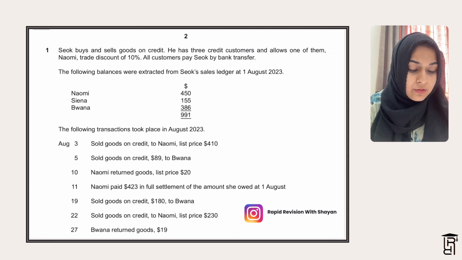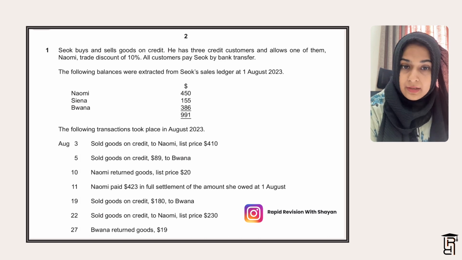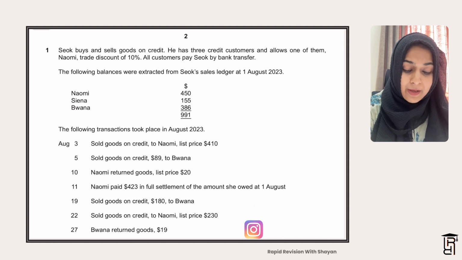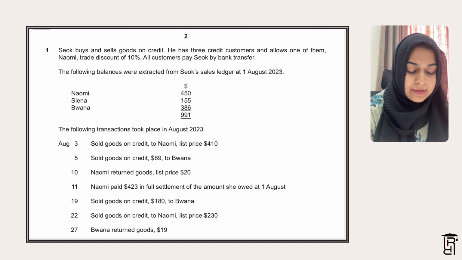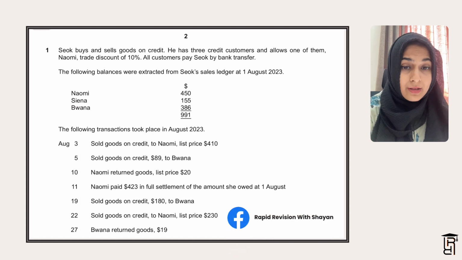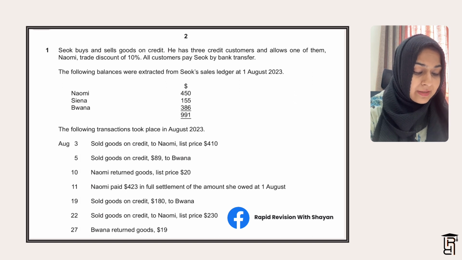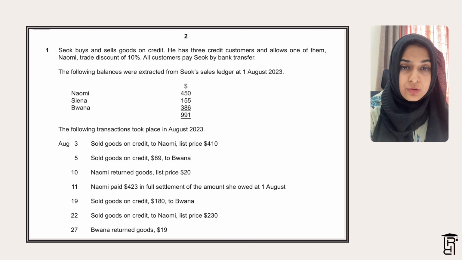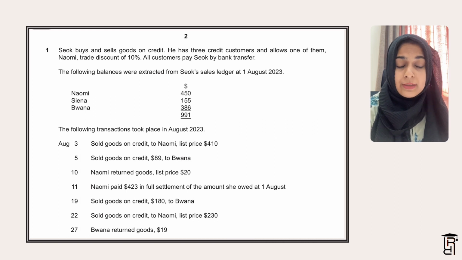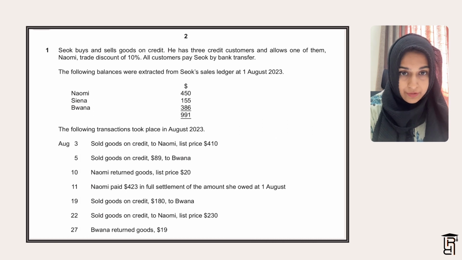CEO buys and sells goods on credit. He has 3 credit customers and allows one of them, Naomi, a trade discount of 10%. So there's one customer that he allows trade discount to. He does not allow trade discount to all the customers. They're saying all customers pay CEO by bank transfer. The following balances were extracted from CEO's sales ledger at 1st August 2023. If you know, the sales ledger will always contain the accounts of all the trade receivables.